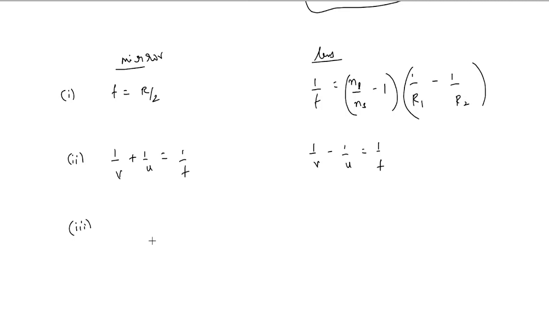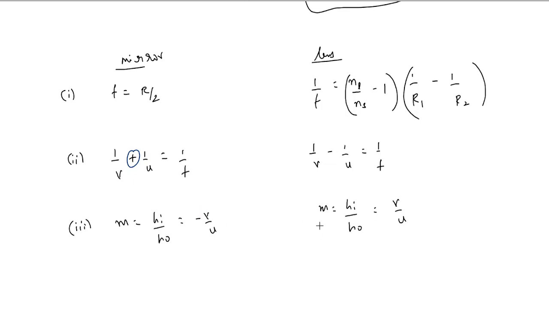The third thing we learned was magnification, which was defined as height of image by height of object, and this was equal to minus V by U. Even here, the magnification is defined as height of image by height of object, and that was equal to V by U. Observe the change in signs. It's plus here, it is minus here, it is minus, it is plus here.